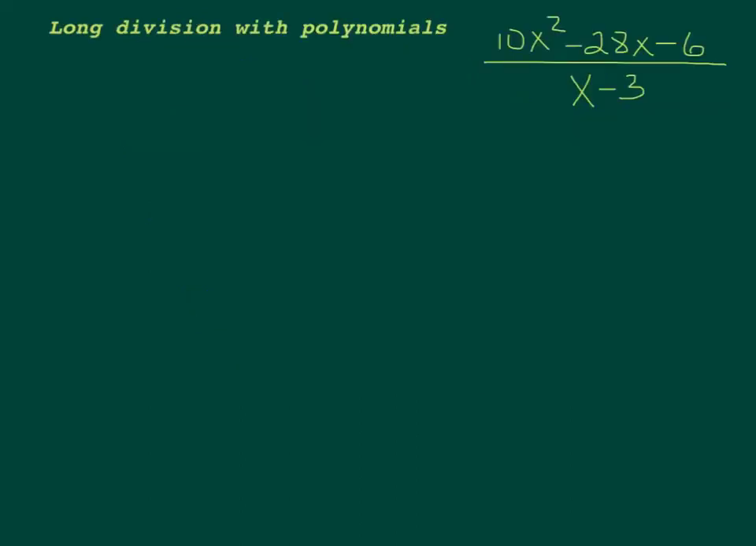We are now going to divide 10x squared minus 28x minus 6 by x minus 3. So the rules are the same. We're going to put x minus 3 outside, and then in the little house we're going to write 10x squared minus 28x minus 6. And it's important to note that when you're doing this with polynomials, you want to make sure that you have a spot for each power. Here we have the second power, and then the first power, and then no power, no x.